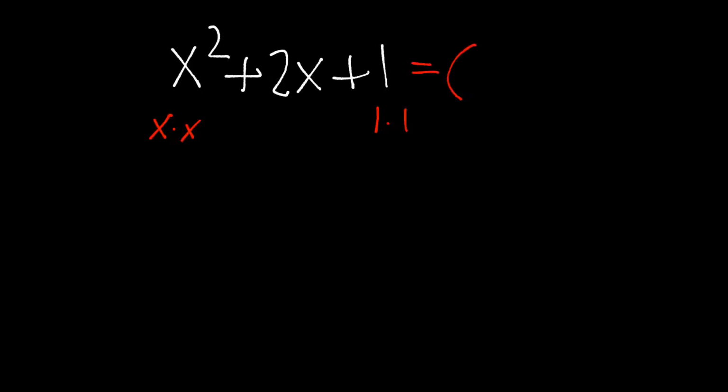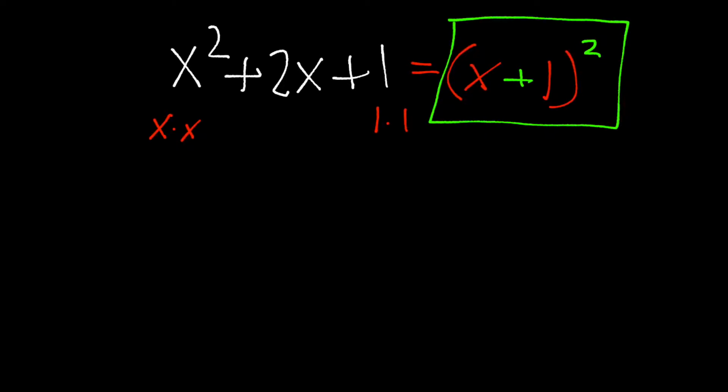is take the square root of the variable term at the front, x squared. The square root of x squared is just x. Take the square root of the constant term, the square root of 1 is 1. And then take the sign of the b term, which is positive. So it'll be x plus 1 squared. This is our answer. We have successfully factored this perfect square trinomial into a squared binomial.